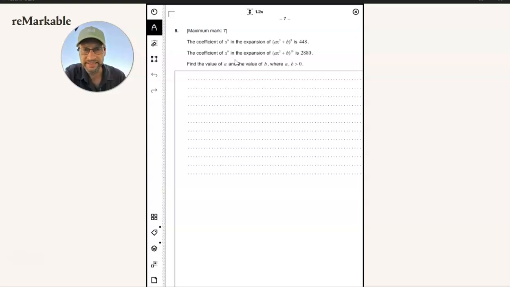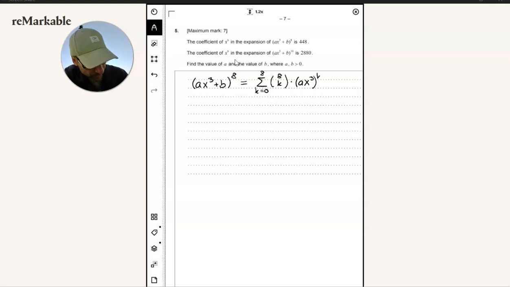But how to attack it? Well, we just do the expansion. So let's do the expansion of the first one. If we take (ax^3 + b) raised to the power 8, then of course, and you should try and get to a point where this just happens automatically, we can expand this as a sum where k goes from 0 to 8. And each time we have the binomial coefficient 8 choose k multiplied with (ax^3) raised to the power k. You could also choose 8 minus k, but this turns out to be nicer because this is the one where x occurs.